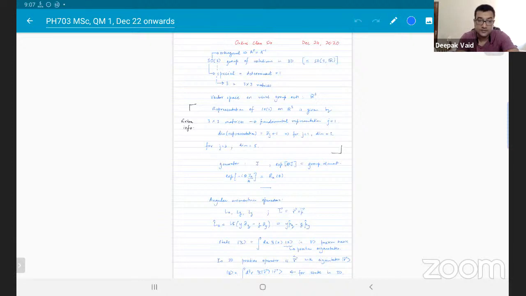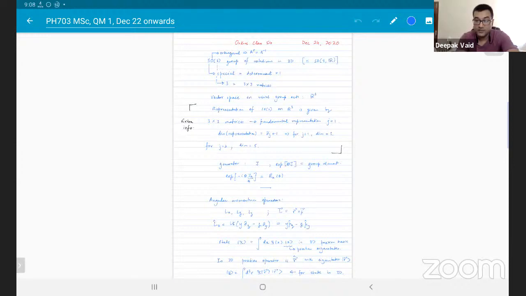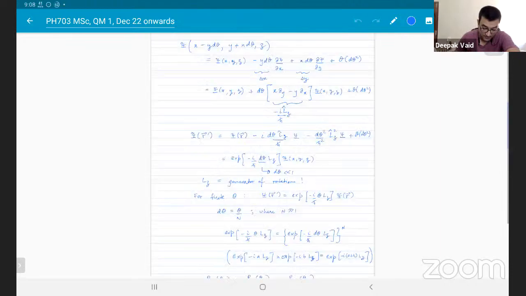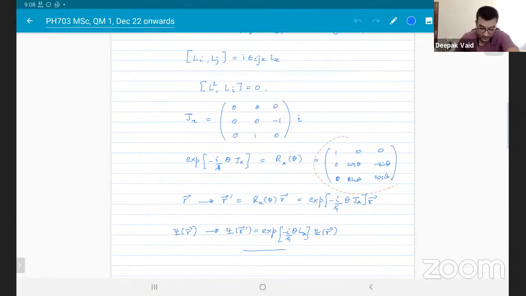Question. Sir, whether Jx and Lx are both same, or is there any mathematical relation between those two? So they are doing the same thing. Okay. So Jx is generating a matrix, a rotation matrix, right? If I exponentiate Jx, I get a rotation matrix.